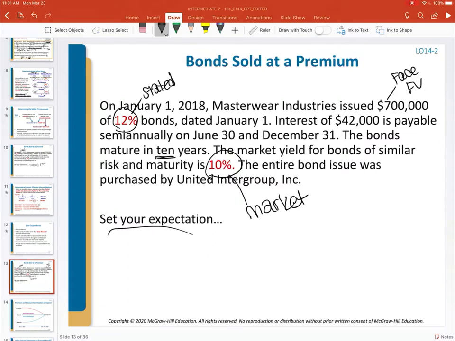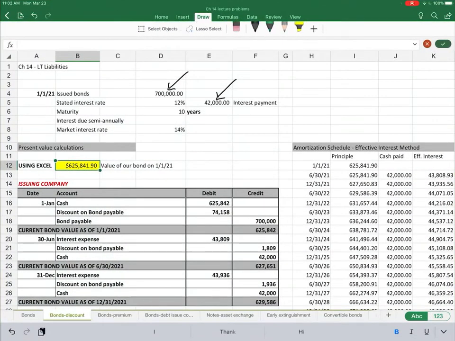So we can again set our expectation in saying if the bonds that we're offering are offering a higher interest rate than what's going on in the market, then we will actually be able to sell these bonds at what's known as a premium. And so the price of our bonds is actually going to be more than the listed face amount. And again, the reason for that is because if we're offering a higher interest rate, then the investors would be willing to pay a little bit more up front for our bonds than they would for others in the market. So let's see how that pans out in our Excel spreadsheet.